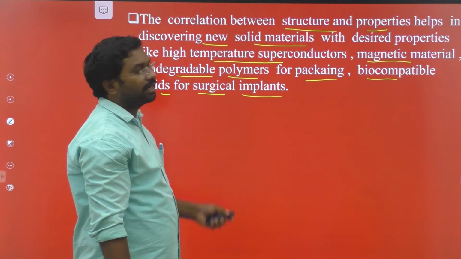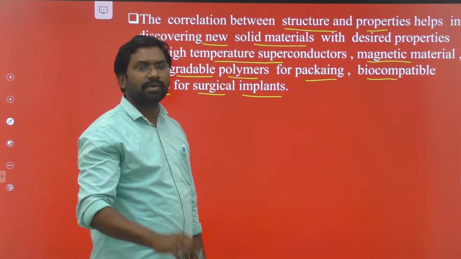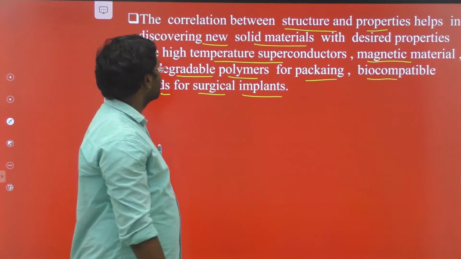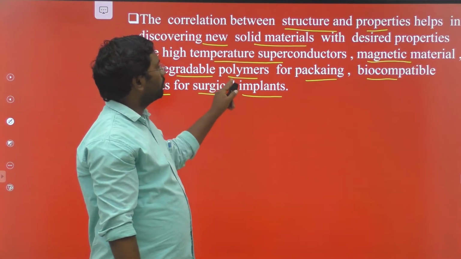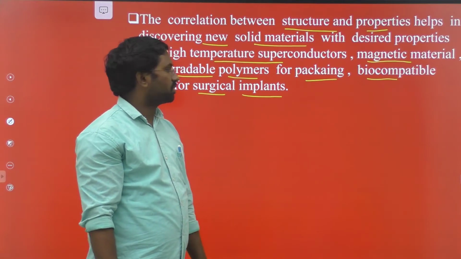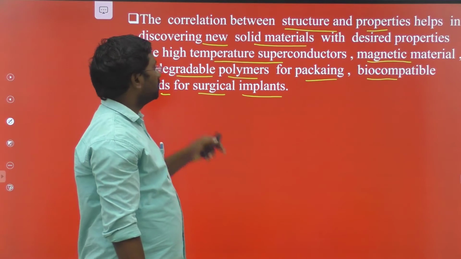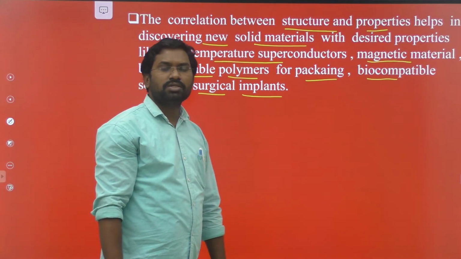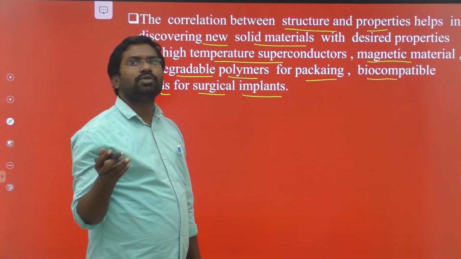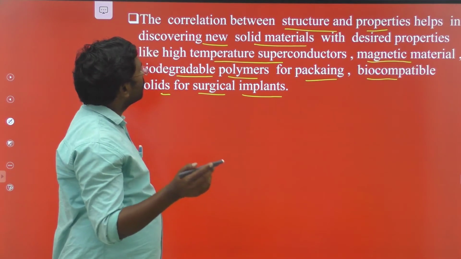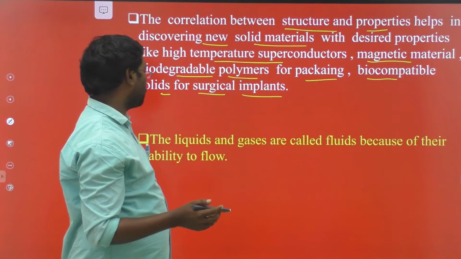And next, magnetic materials. Many of the magnetic materials are solids. And biodegradable polymers, which are used for packing purposes. And next, biocompatible solids for surgical implants. So these are all the wide range of solids, mainly based on the correlation between structure and their properties.